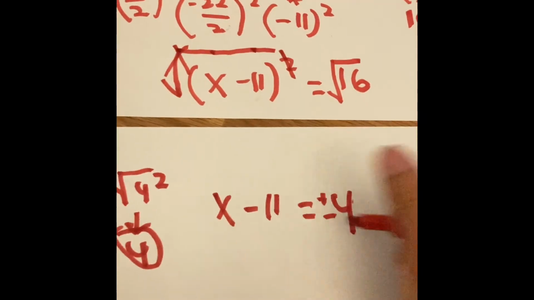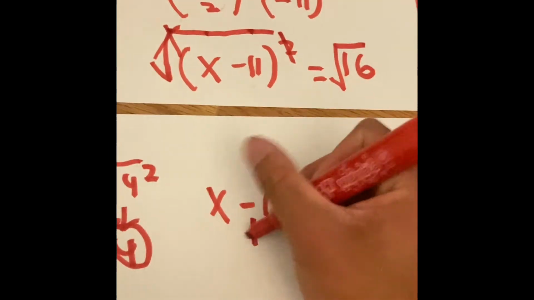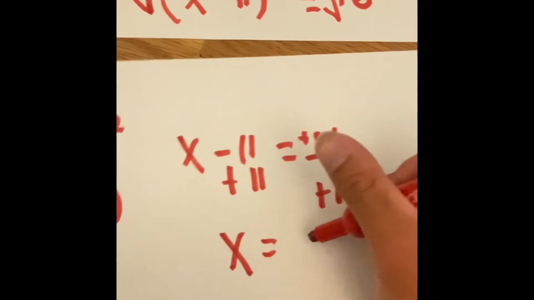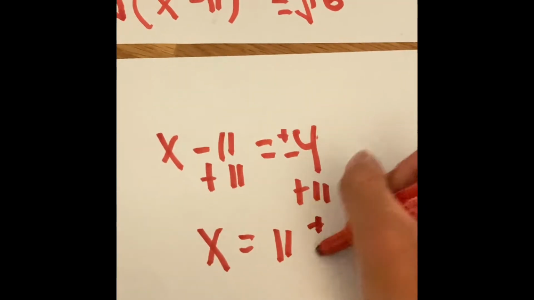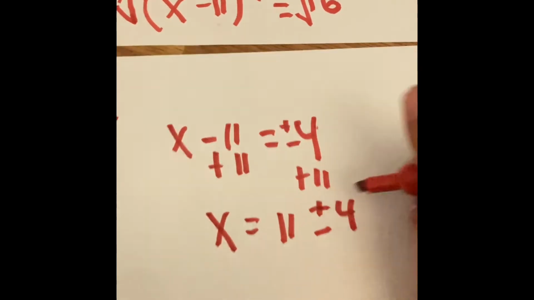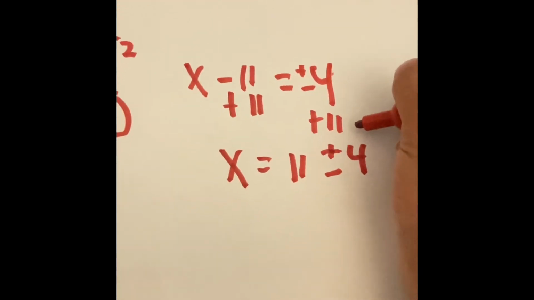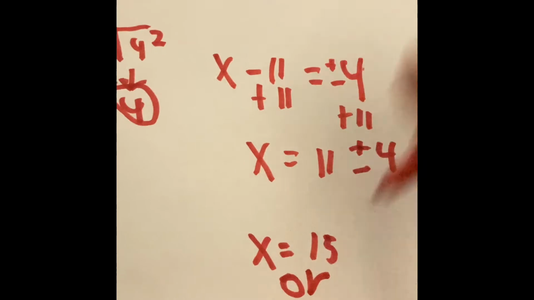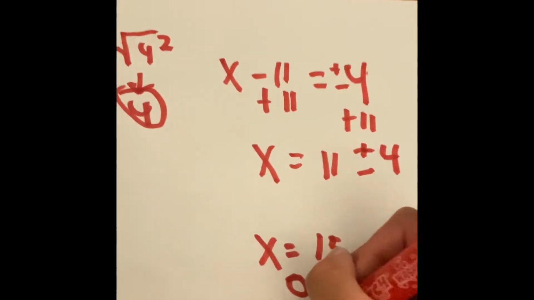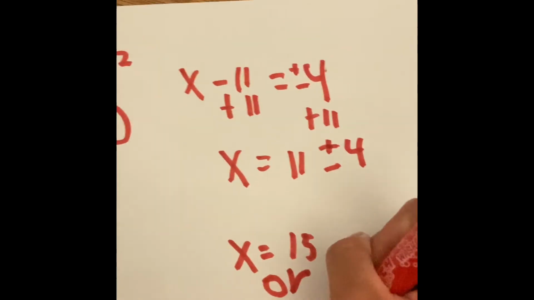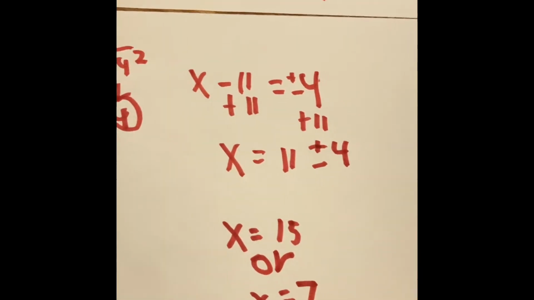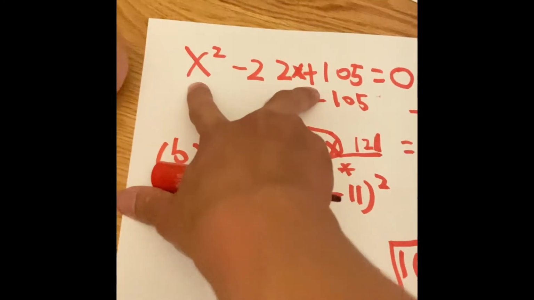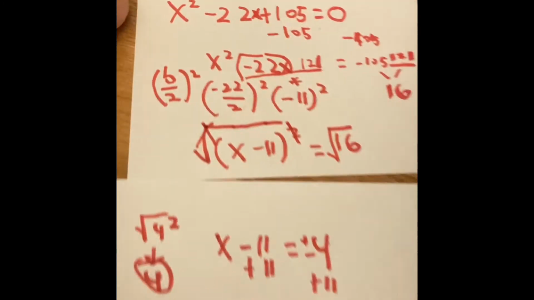We are so close. To get the x alone, we add 11 to this side and 11 to this side, and here we go. X equals 11 added to or subtracted by 4. We're going to have two values. So 11 plus 4 is x equals 15, or 11 minus 4 is x equals 7. So those are the two numbers inserted for x, these two x's, that could make this equation true.